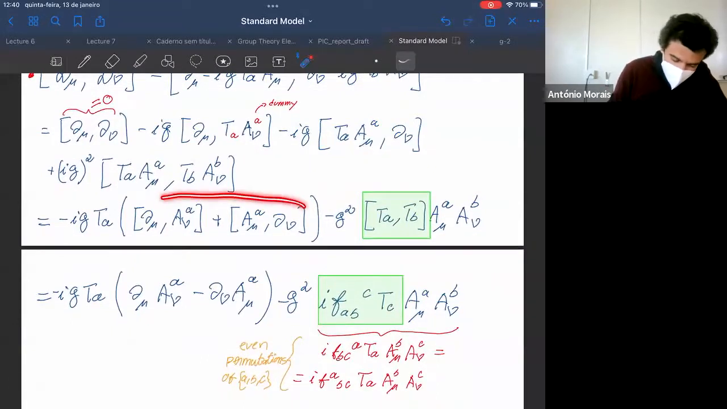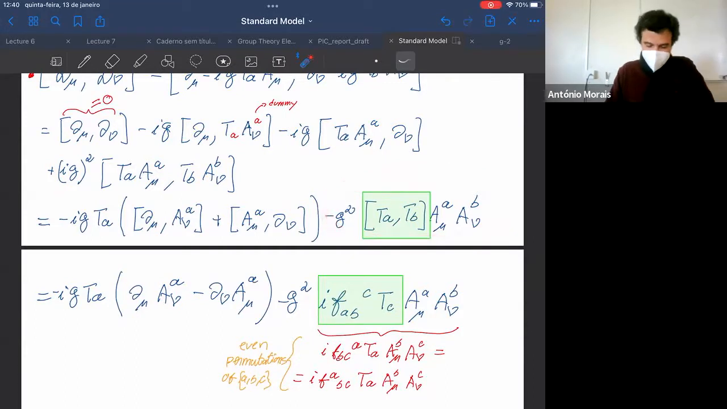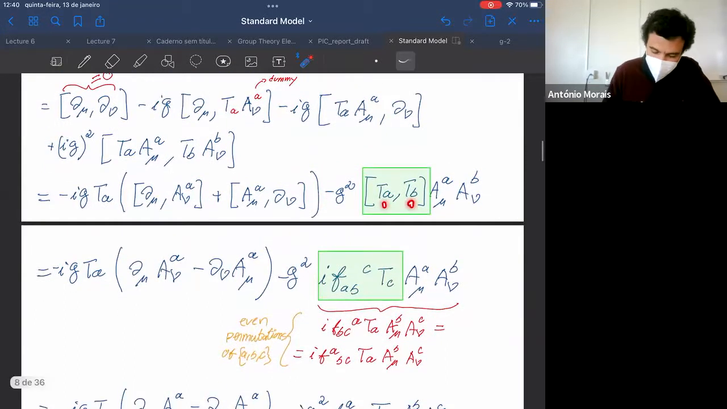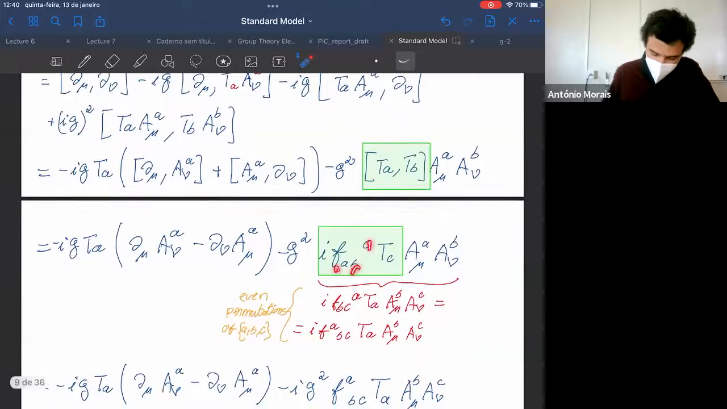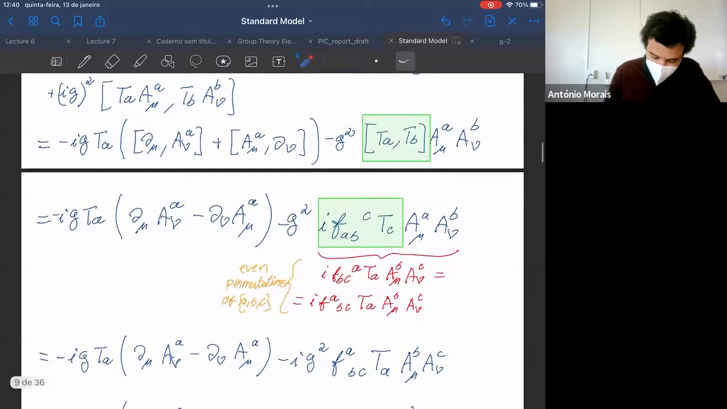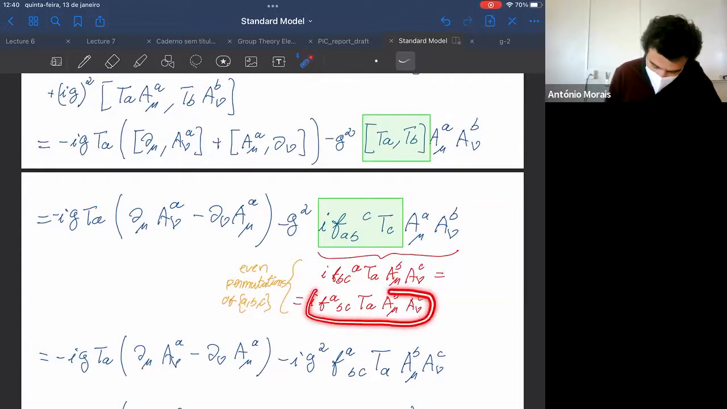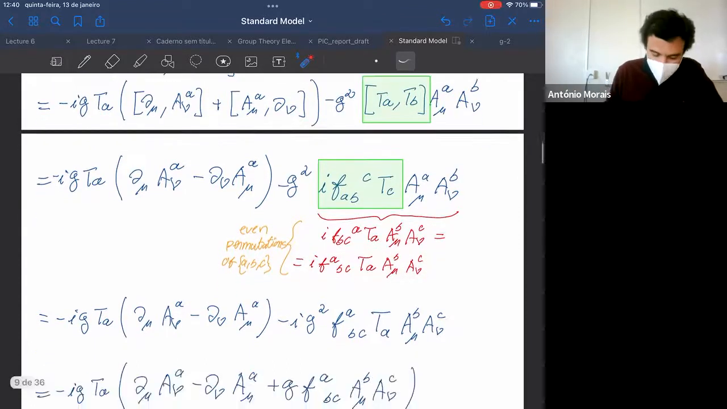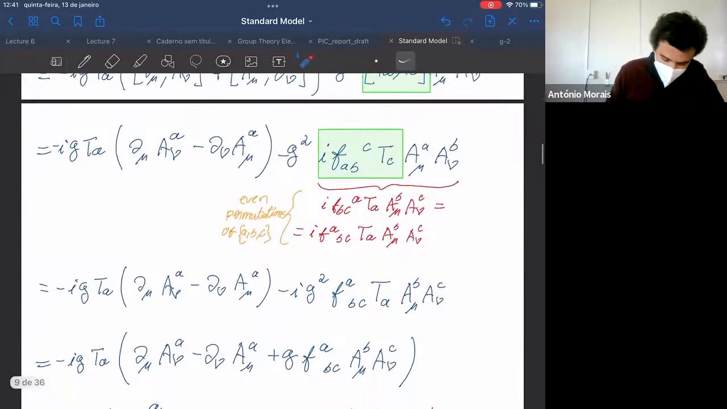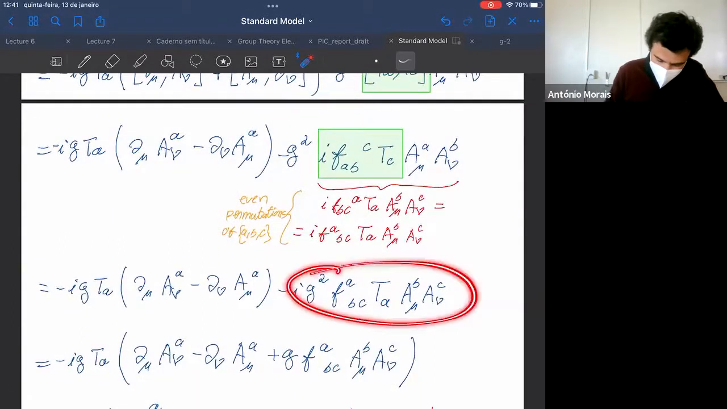You get something like the previous one that you immediately recognize, but you also get an extra term. In this extra term there is the commutator between two generators. This is the SU(N) Lie algebra, so it gives you the structure constants times another T. And now, just by the even permutations of A, B, and C, you can rewrite this in this way and replace it back there to get this result.